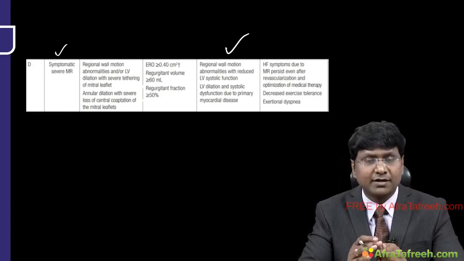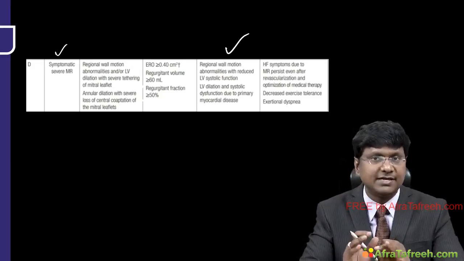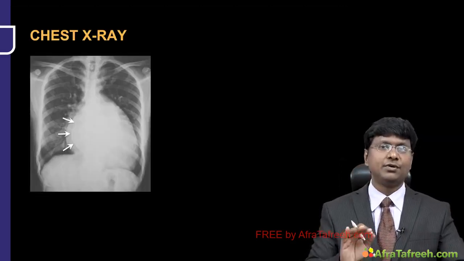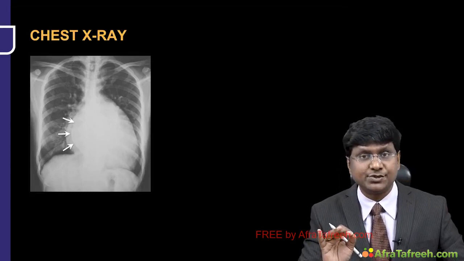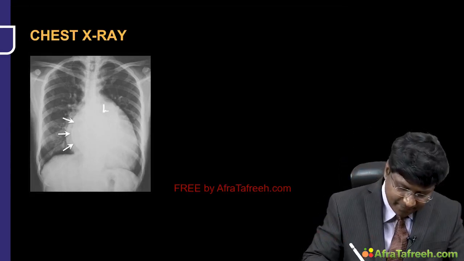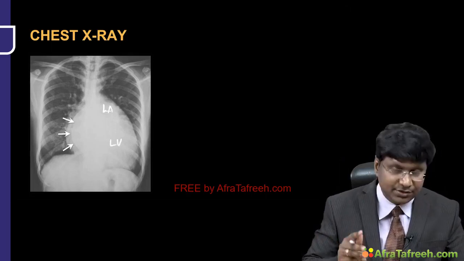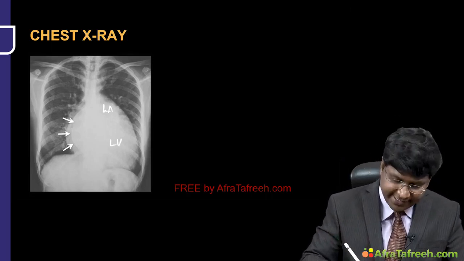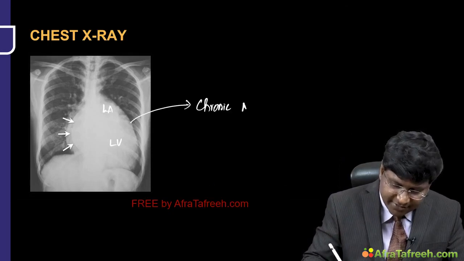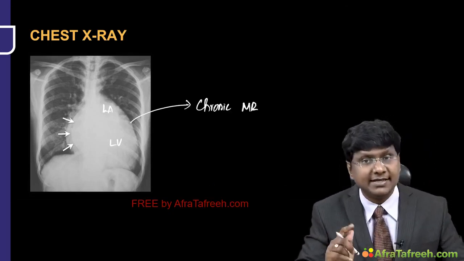So you have to look for the valve abnormalities as well as the hemodynamics. Okay. Then following that, you need to know about the chest X-ray findings in patients with mitral regurgitation. See here, the LA as well as the LV are the dominant chambers in chronic MR.